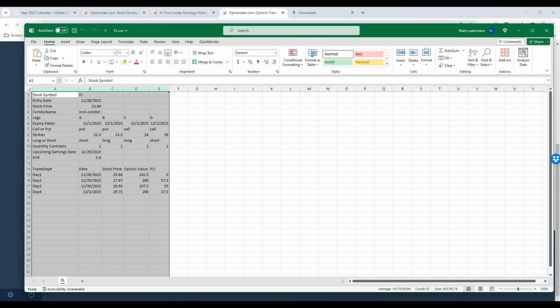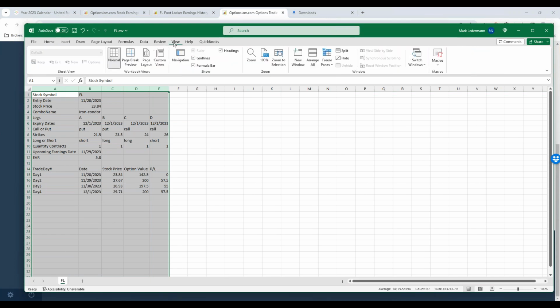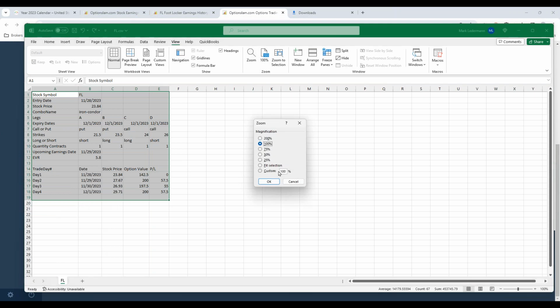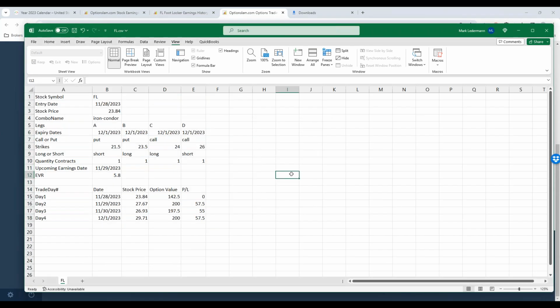And then let's zoom in on this. Let's make this a little bit easier to see. Let me highlight this and try zooming to 125%. Let's do that. All right, there we go. So now you can see there's that trade in OCTA. Excuse me, in Foot Locker.